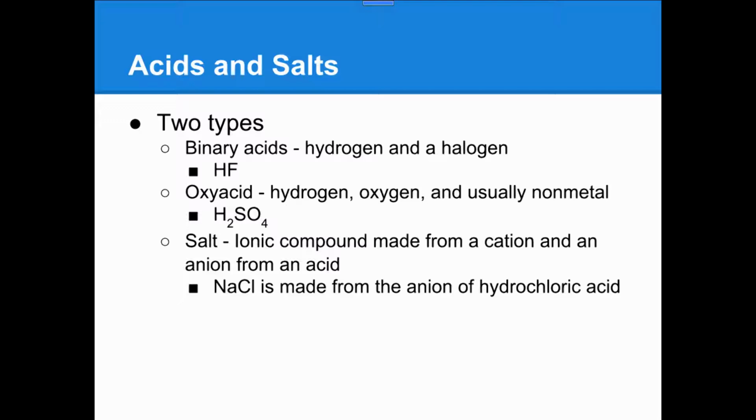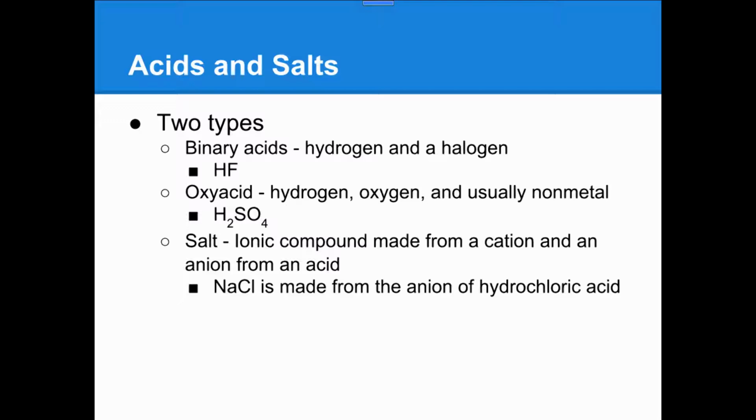And when we talk about acids, we also have to talk about salt. And salts are ionic compounds made from a cation and an anion from an acid. So an ionic compound made from a cation and an anion from an acid.